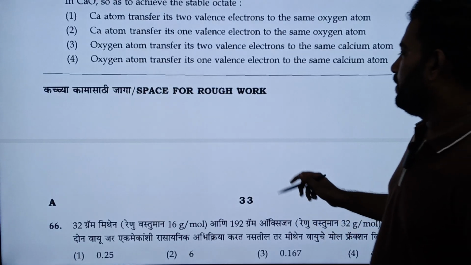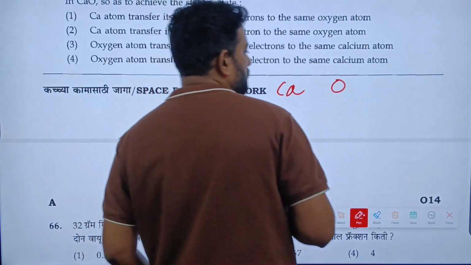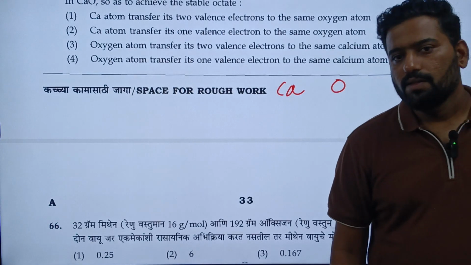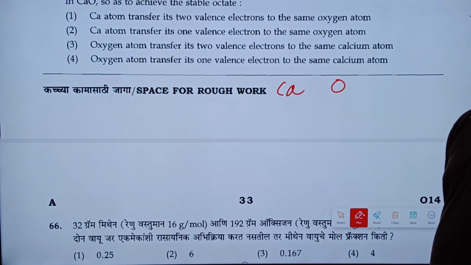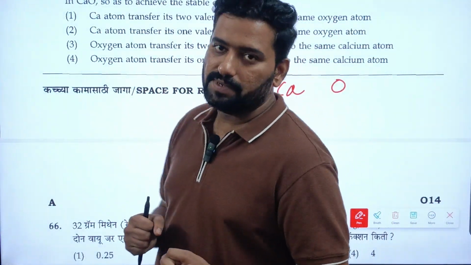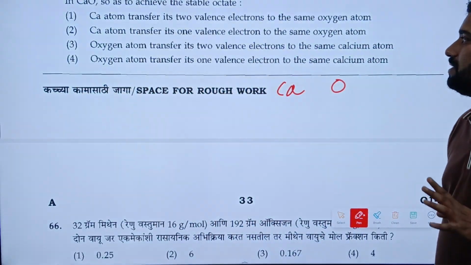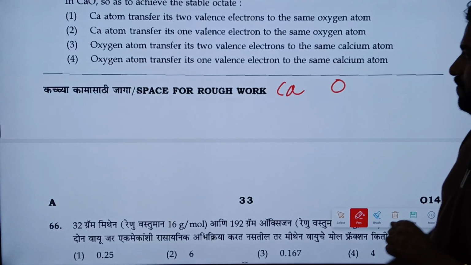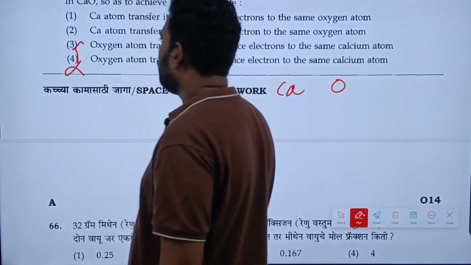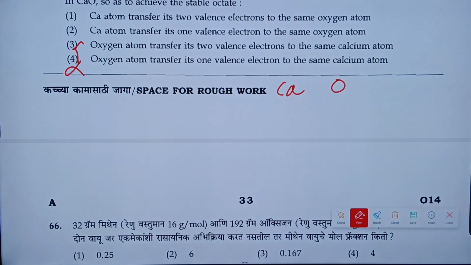In calcium oxide, Ca is metal and oxygen is non-metal. So metal always donates electron and non-metal accepts it. So you have to apply that logic. Ca atom transfers, oxygen does not transfer. So option number 1 and 2, two options are eliminated.